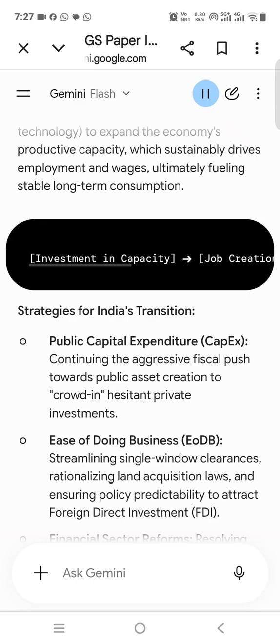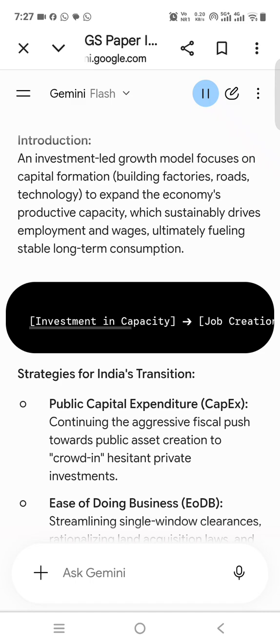How can India transition from a consumption-led growth engine to an investment-led one? 10 marks, 150 words. Answer. Introduction. An investment-led growth model focuses on capital formation, building factories, roads, technology, to expand the economy's productive capacity, which sustainably drives employment and wages, ultimately fueling stable long-term consumption.